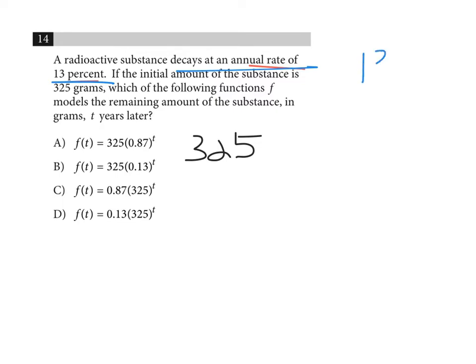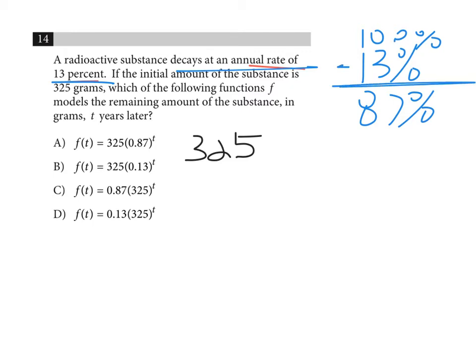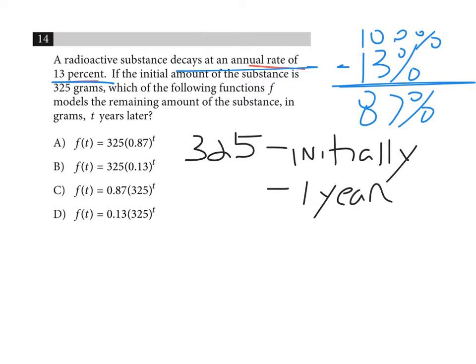If it decays by 13%, it is now valued at 87% of what it was. If you start off with 100% of something, and it decays by 13%, if I subtract 13%, you're left with 87% of that something. So initially, you have 325 grams. If I want to figure out after 1 year, I'm going to take 325 and multiply it by 0.87, because it'll be worth 87% of what it was worth initially.